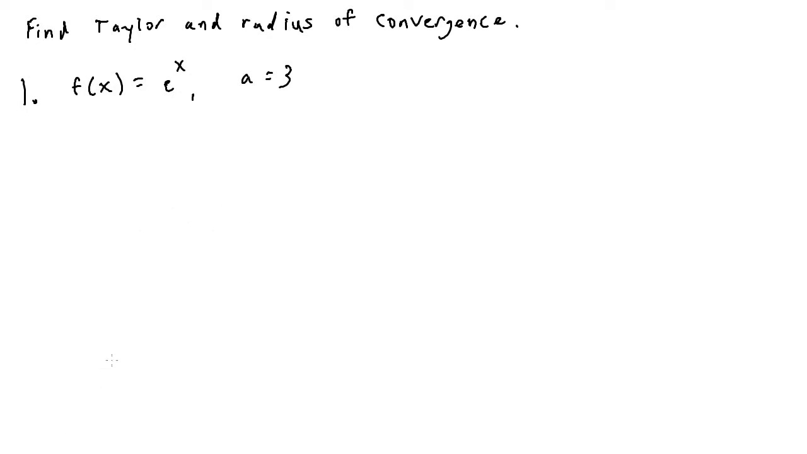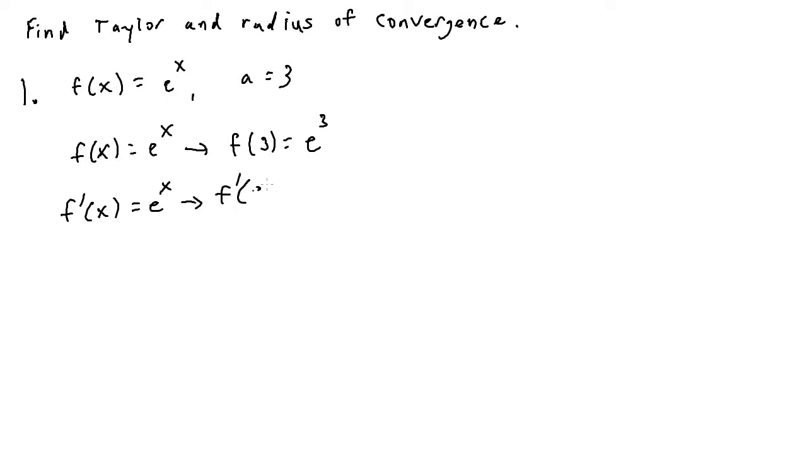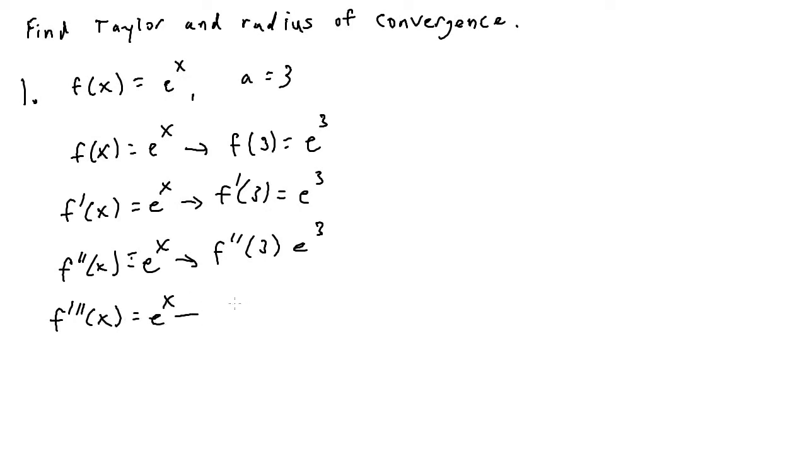So I'm just going to start by finding the first 4 terms. So if f of x is equal to e to the x, then f of 3, if I plug in the center value, f of a, so f of 3 is going to be e cubed. And notice that even if I take the derivative of e to the x, it's still e to the x, so I'll continue to get e cubed no matter what derivative I'm in. So even f double prime of x is still going to be e to the x, and so f double prime of 3 is going to be e cubed. And let's just find one more. So f triple prime of x is still e to the x, and so f triple prime of 3 is still equal to e cubed.